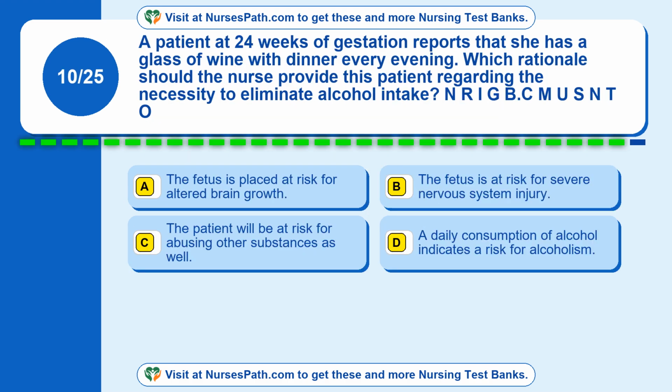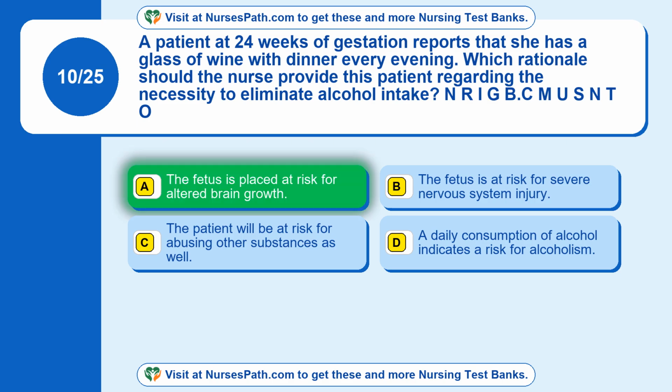Question 10. A patient at 24 weeks of gestation reports that she has a glass of wine with dinner every evening. Which rationale should the nurse provide this patient regarding the necessity to eliminate alcohol intake? Option A. The fetus is placed at risk for altered brain growth. Option B. The fetus is at risk for severe nervous system injury. Option C. The patient will be at risk for abusing other substances as well. Option D. A daily consumption of alcohol indicates a risk for alcoholism.